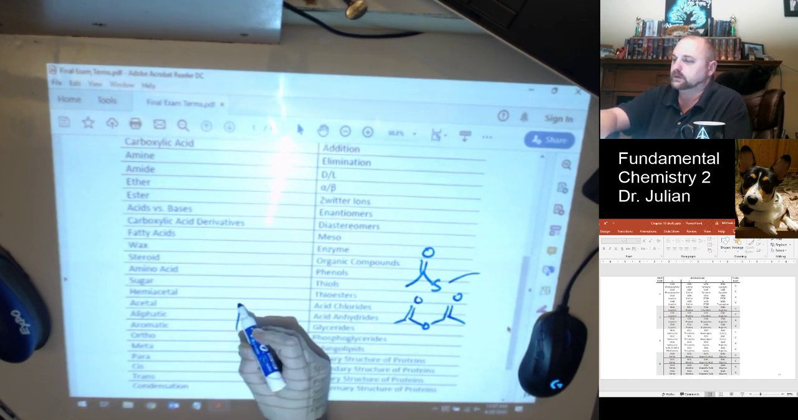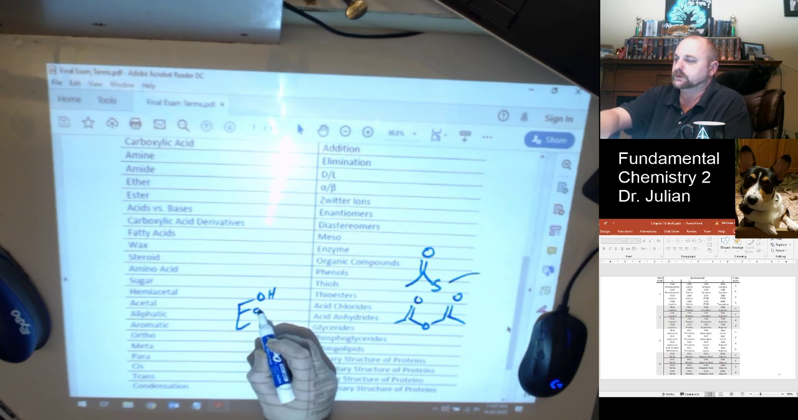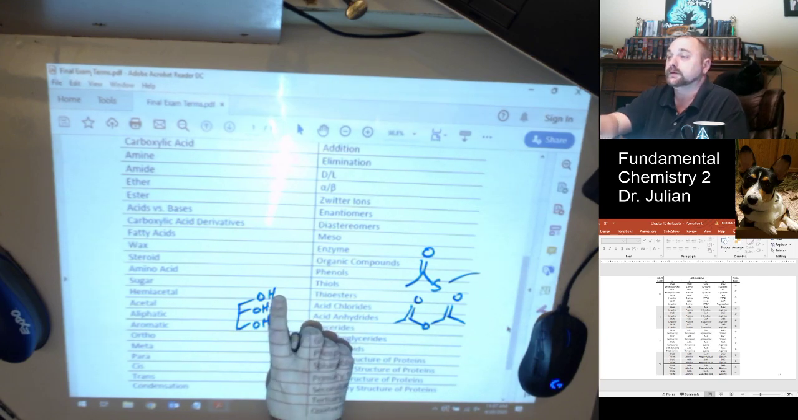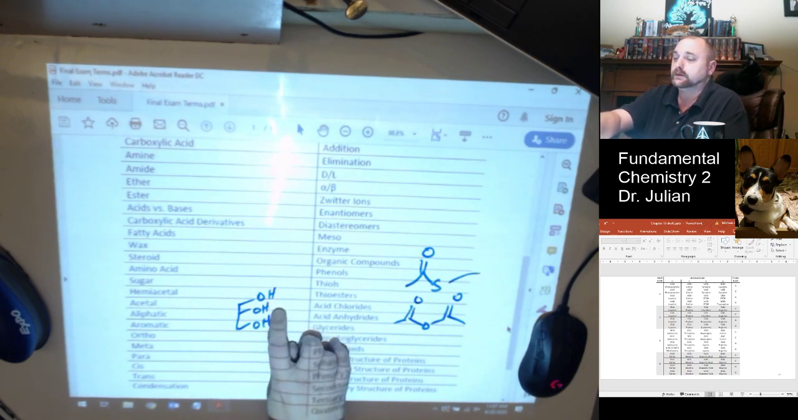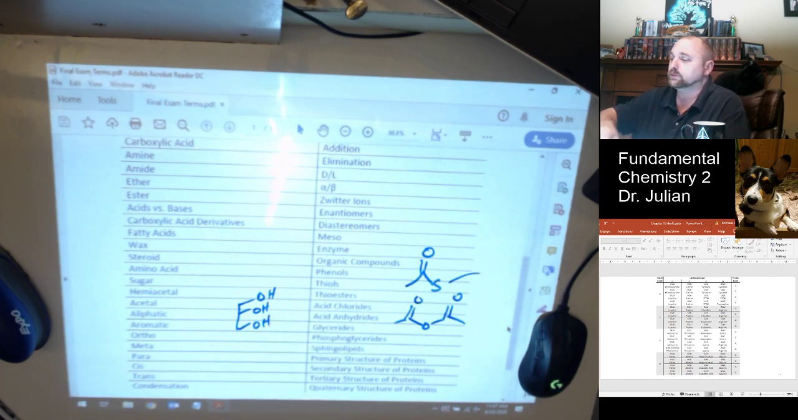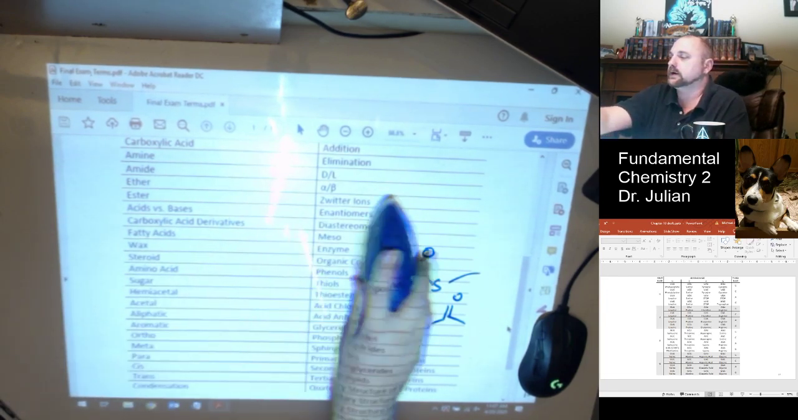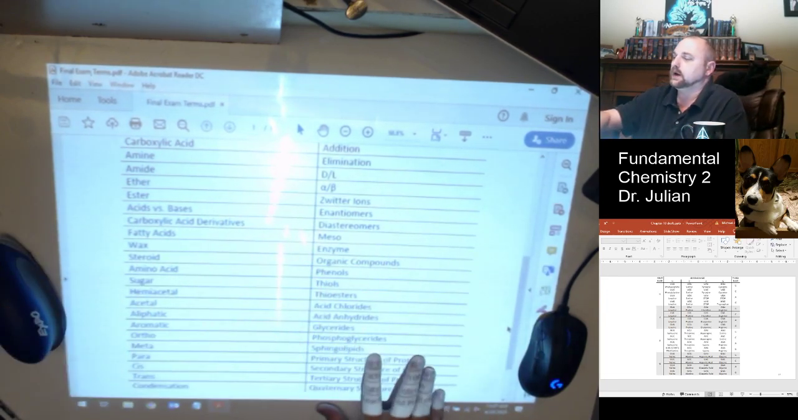Glycerides, so that's based off of glycerol. Then we had phosphoglycerides. So instead of having a carboxylic acid and ester bonds here, one of these is replaced with phosphoric acid. Sphingolipids, very similar to the phosphoglycerides, but one of these will not be this OH. Usually it's an amine there. So sphingolipids aren't glycerides. That's the key to that.